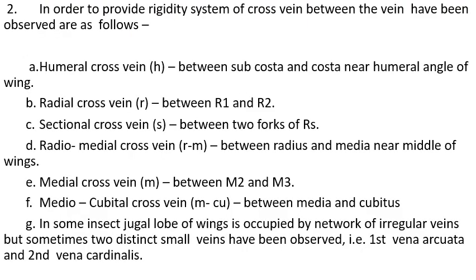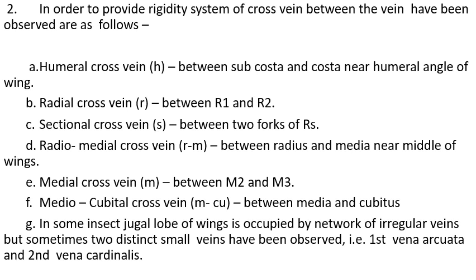And in order to provide rigidity, the cross veins between veins have also been reported. Here, many cross veins have been reported by several entomologists. The first one is the humeral cross vein. This is a single cross vein extending from the subcosta to the costa near the humeral angle of the wing. This is the most constant of all the cross veins.